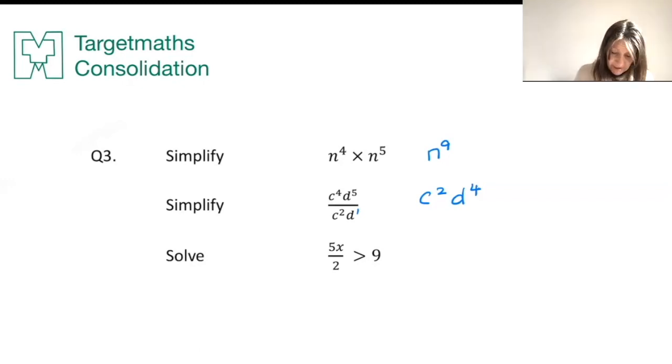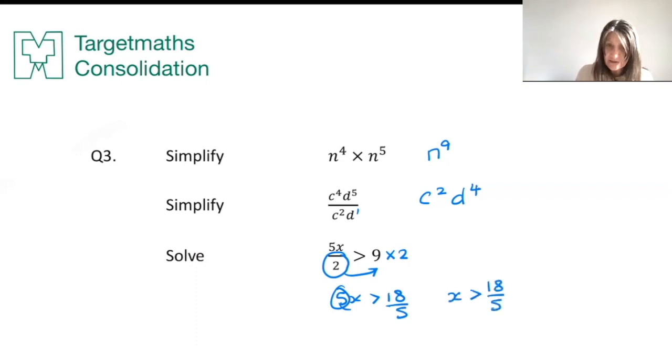And then I'm solving. So I've got 5x divided by 2. Divide by 2 is the last thing I said, so the first thing I hop. That's going to give me 5x being greater than 18. I'm then going to divide through by the 5, and that is my final answer. X is greater than 18 over 5.